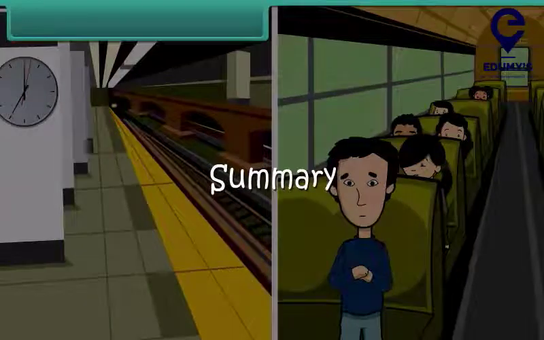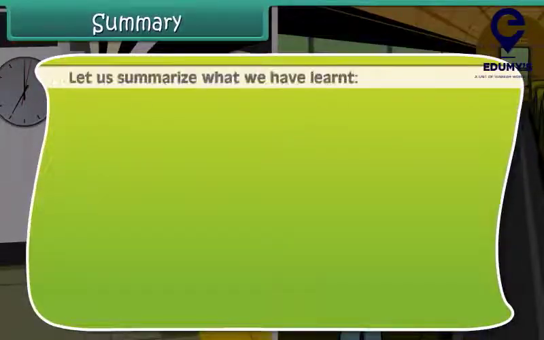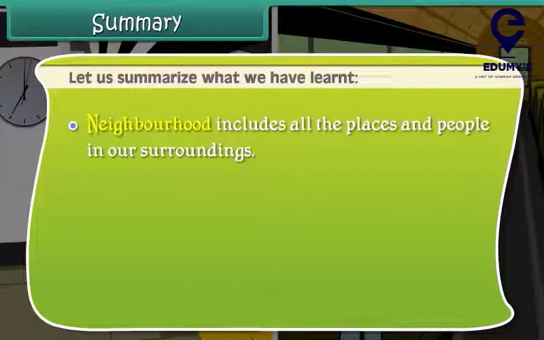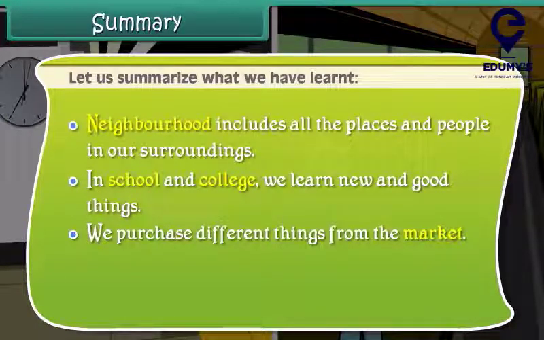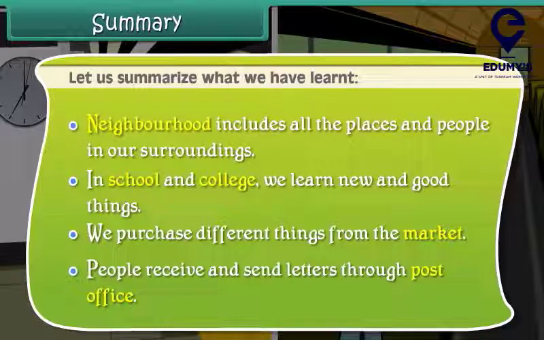Summary. Let's summarize what we have learned so far. Neighborhood includes all the places and people in our surroundings. In schools and colleges, we learn new and good things. We purchase different things from the market. People receive and send letters through the post office.